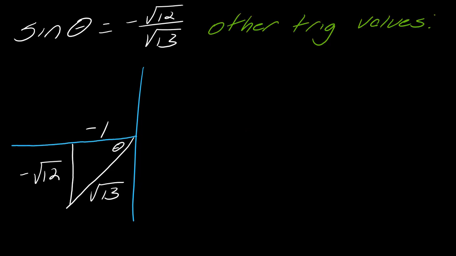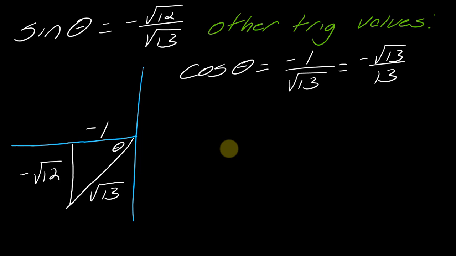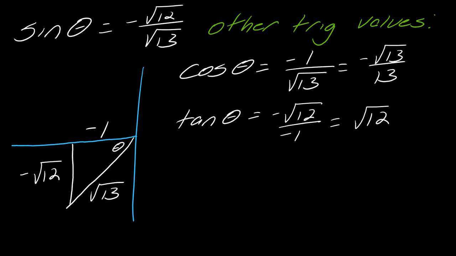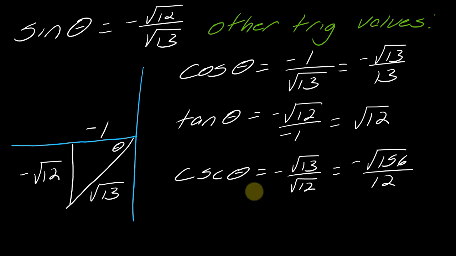And so now I can just go through and find my other trig values. I've cut this down just to give myself a little bit of space over here. Starting with cosine of theta, that's the adjacent over the hypotenuse, so that's -1 over the square root of 13, and then I have to rationalize it as shown. And then I've got tangent of theta, that's my opposite over my adjacent, so this just becomes square root of 12.